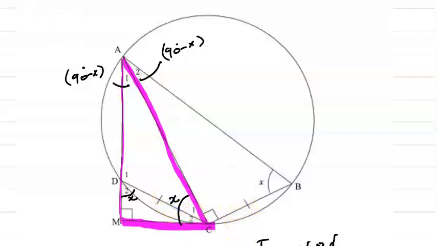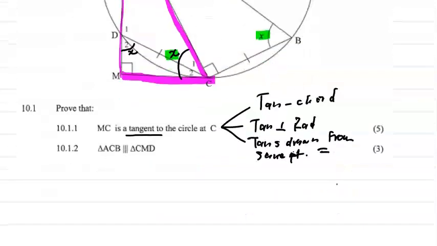And you can now conclude that this angle between the tangent and the chord AC is equal to angle B, which is the angle in the alternate segment. Therefore, MC would be a tangent at C. So let's go write our solution down.